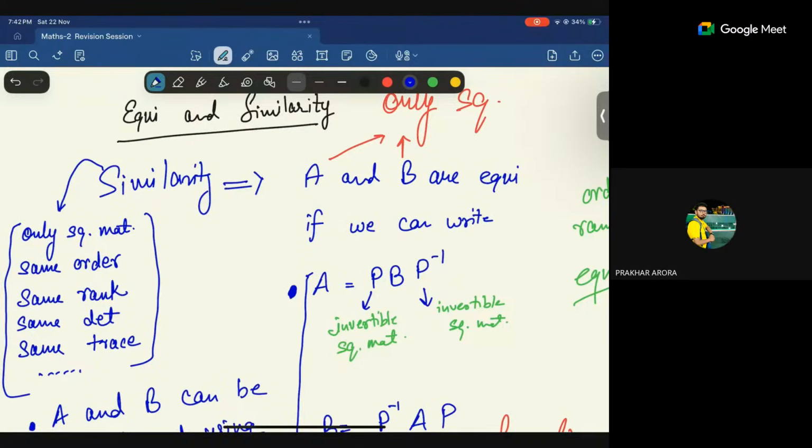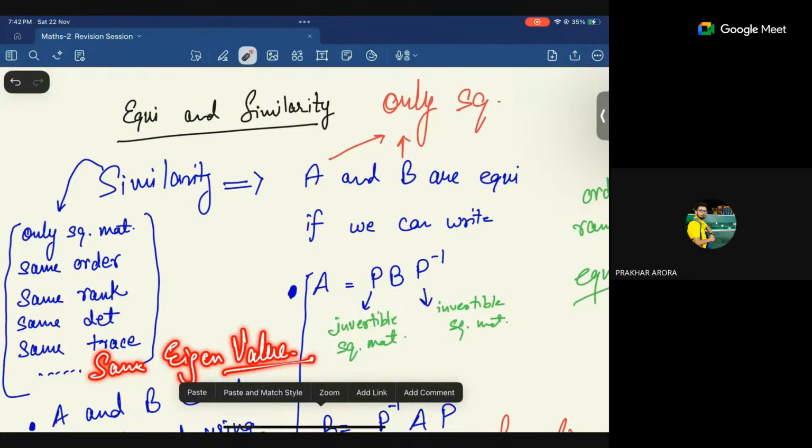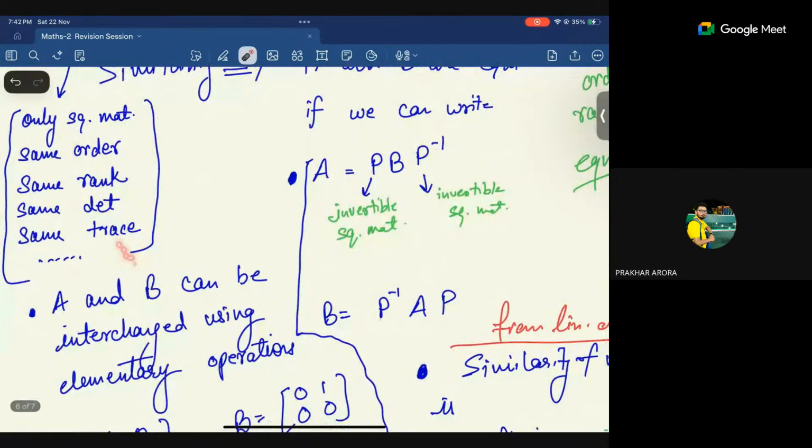So for similarity you have to check these things. First, they should be square matrices, that is m cross m. Both of them should have the same order, the same rank, the same determinant, and the same trace. There is also something like the same eigenvalue. We have not studied the concept of eigenvalue, but the professor mentioned it in his session, so I am mentioning it here. But there are more things here.